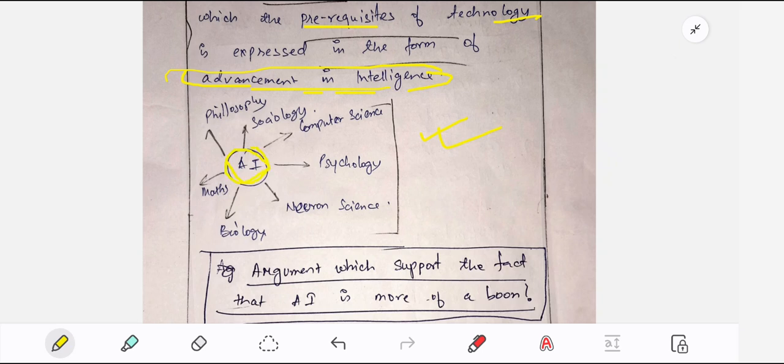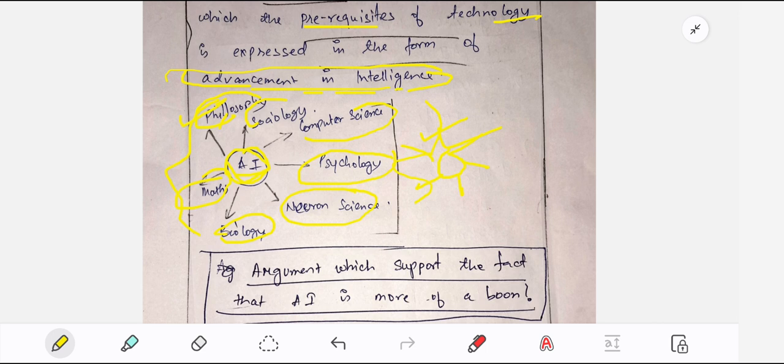This is called a sun diagram because it looks like a sun. AI can be used in philosophy, maths, biology, neuroscience, anything that relates to the nervous system, then psychology, that means human emotions where they are studied, then computer science, sociology, and philosophy. So you can use AI to study maths, biology, neuroscience, psychology, computer science, sociology, and philosophy.